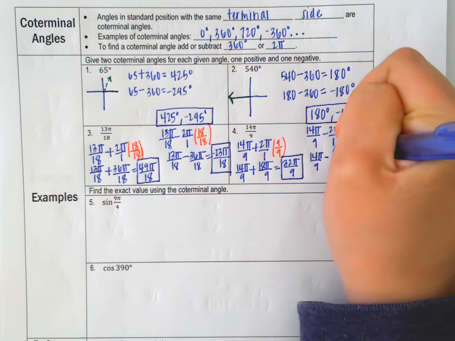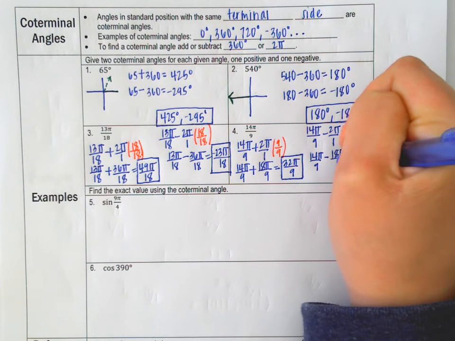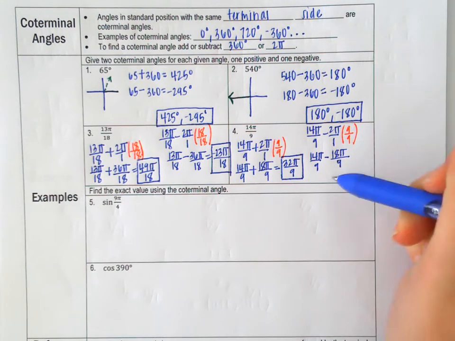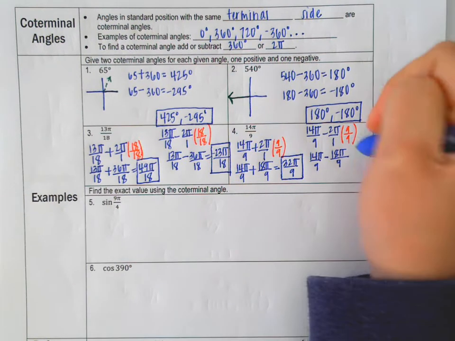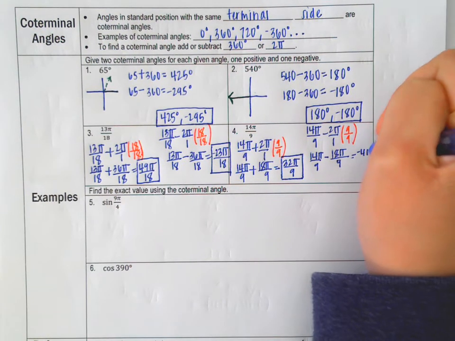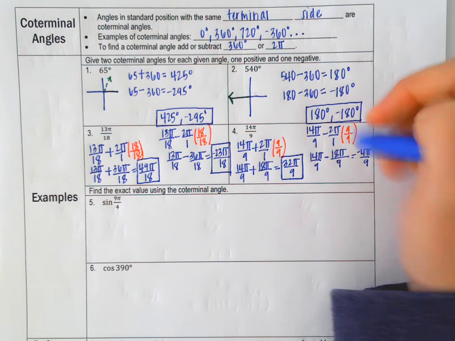That's all that matters. Okay, so we got a common denominator because you have to get a common denominator with your fractions. So 14 pi minus 18 pi is negative 4 pi over 9.